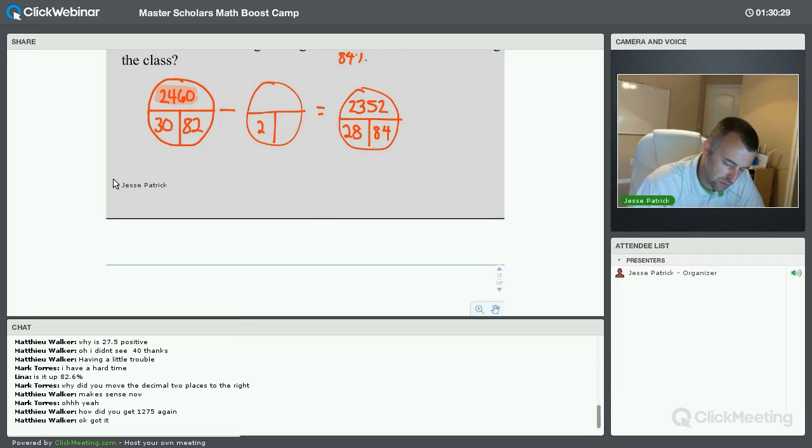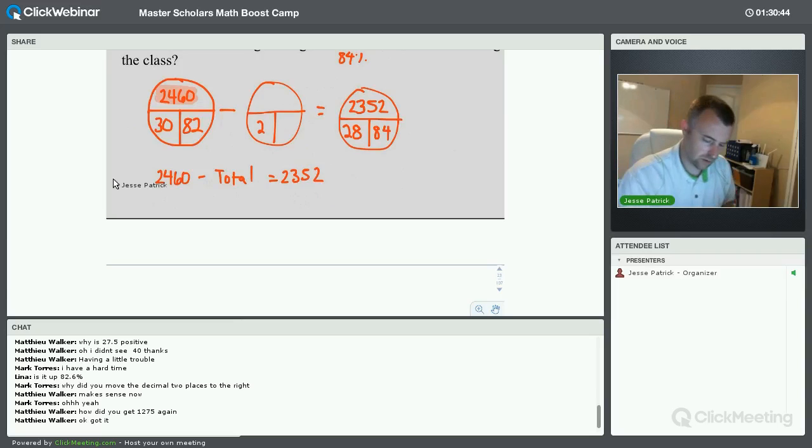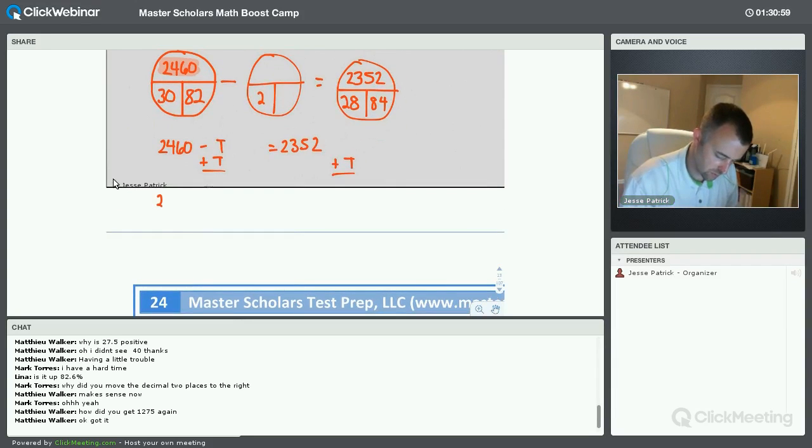So here's what's going to happen. I'll go 2460 minus that, whatever that total is, equals 2352. So we just need to get the total on one side, and let's call this total t. So it's like solving a little equation. You can kind of do it in your head if you want. Technically, I'm going to add t to both sides. I'm just showing you the actual math. So I get 2460 equals 2352 plus t. And then it's going to go 2460 minus 2352.